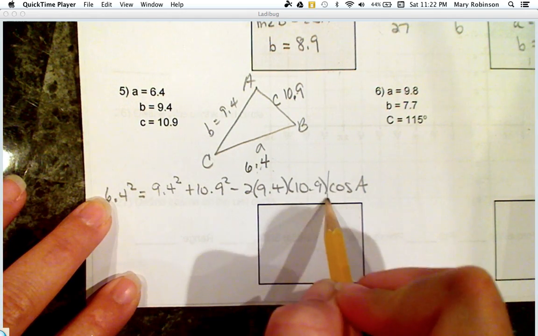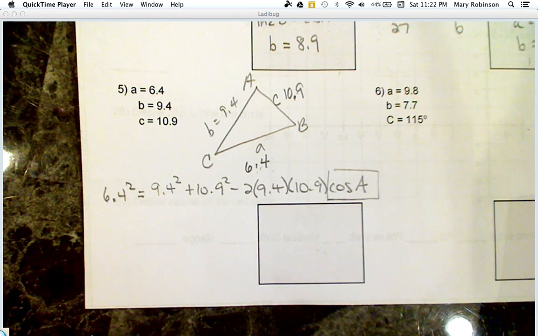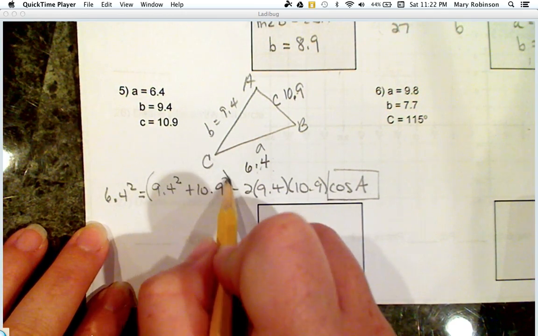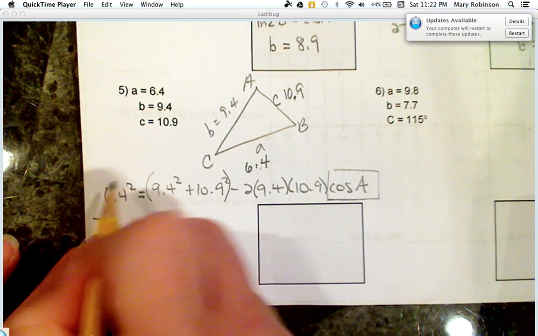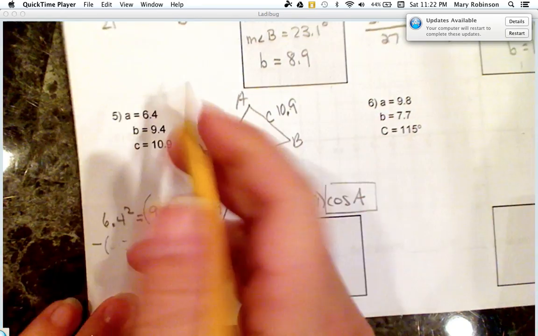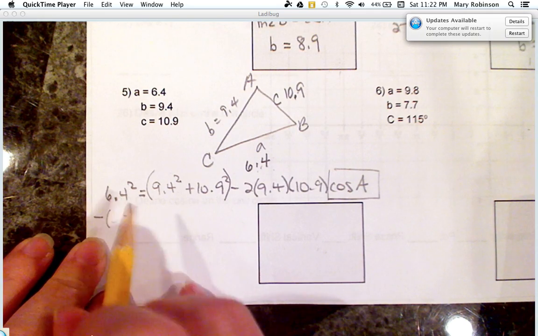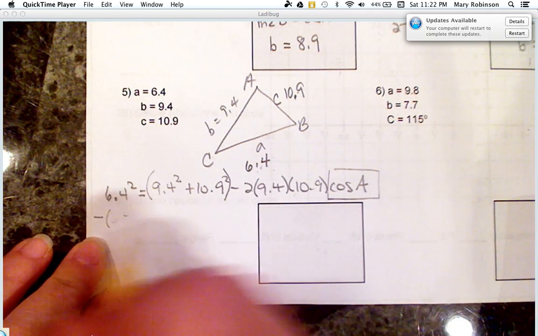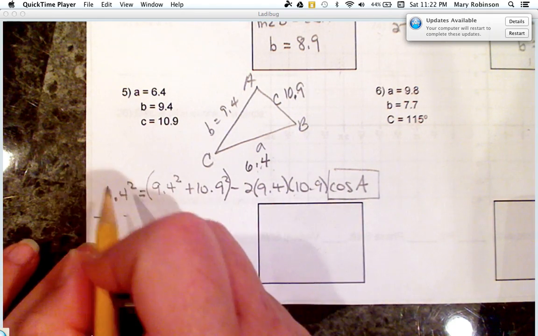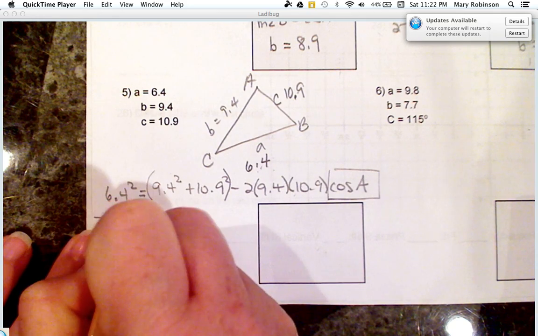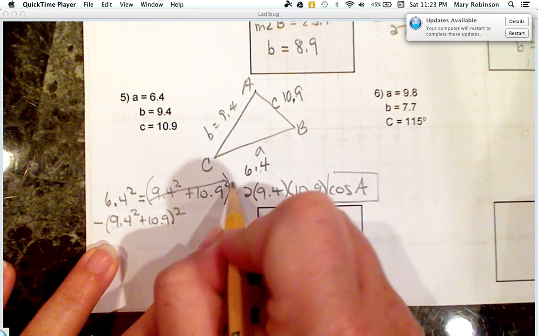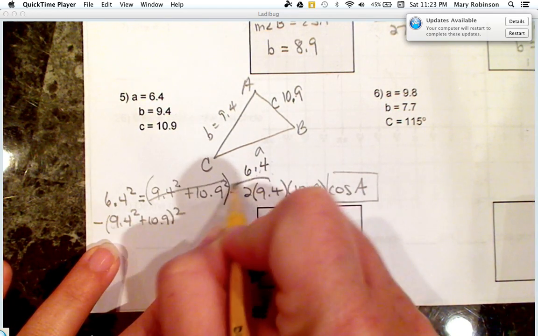Now remember I taught you that there's a 3-step process for putting this in your calculator. To solve for cosine A and then do inverse cosine, we are first going to have to get cosine of A by itself, which means that this quantity here is going to have to get subtracted from 6.4 squared. You do not have to show this step. Remember that I taught you how to do this in your calculator. I told you I wanted to see the formula, see that you plugged it all in right, but you could do all your steps in the calculator. So we're going to subtract whatever 9.4 squared plus 10.9 squared is from both sides. And then we're going to end up dividing both sides by this quantity.